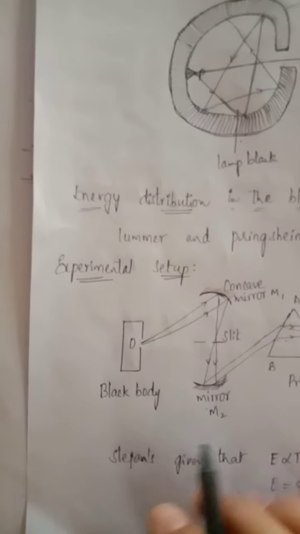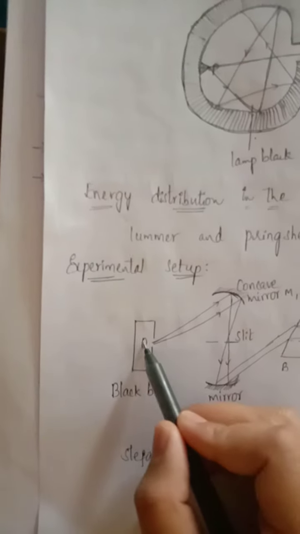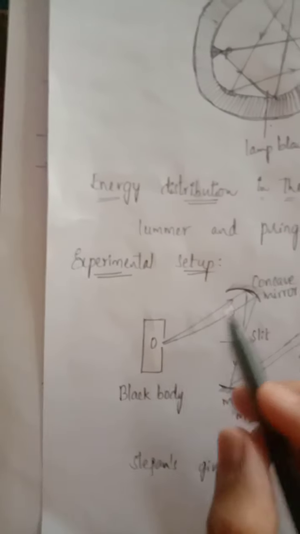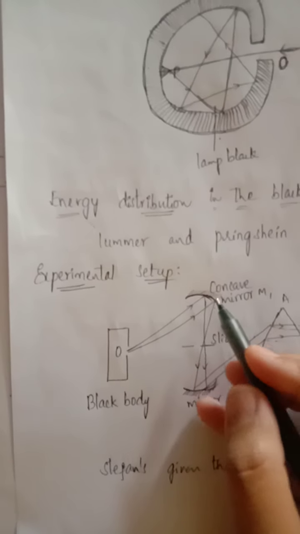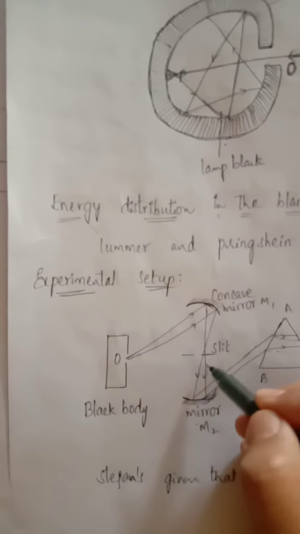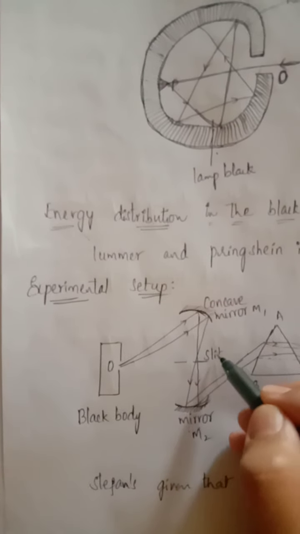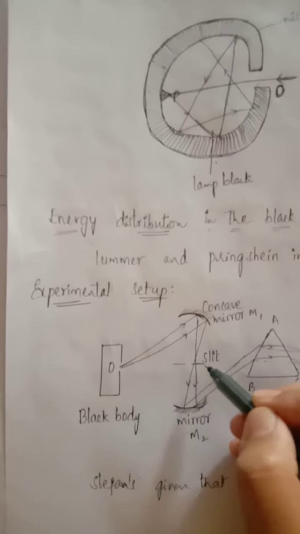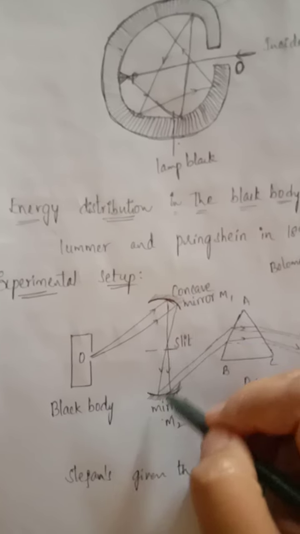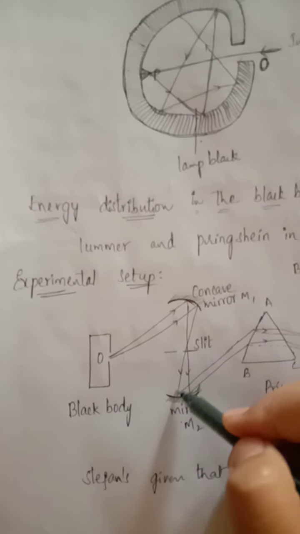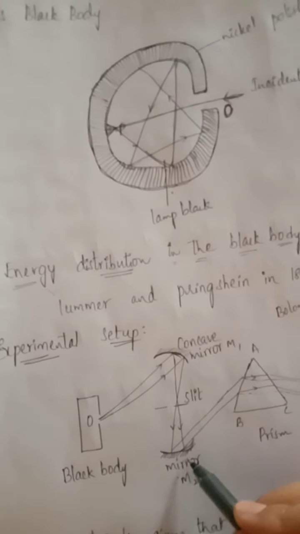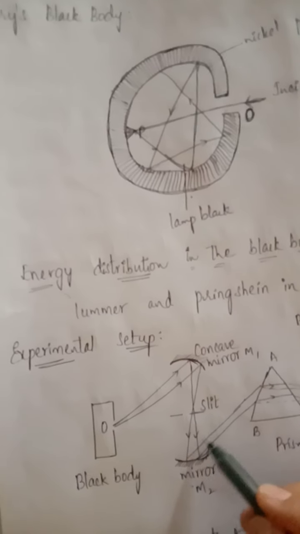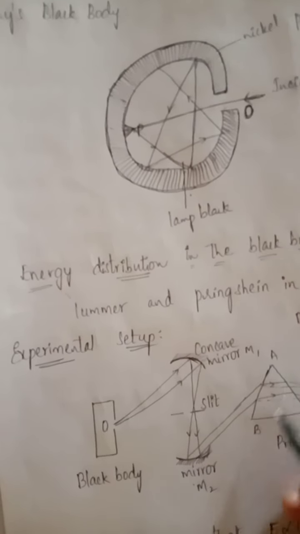The experiment is like this: the radiation from the black body is incident on the first mirror M1. The incident rays pass through the slit. This slit is used to make the rays parallel. After passing through the slit, the rays become parallel, and after passing through the mirror M2, they are reflected to the prism ABC.